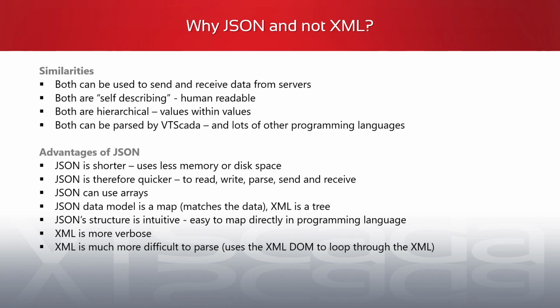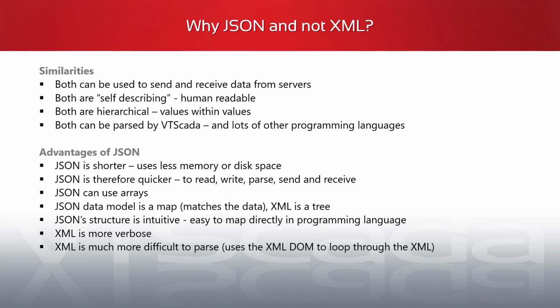JSON structure is really intuitive. It's really easy to map real-world things to JSON, so very simple and very straightforward to do. Whereas XML is much more verbose, and you have to go through the hoops to make that actually work and match your data.